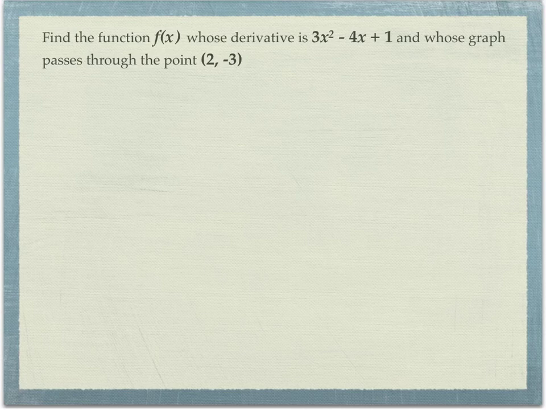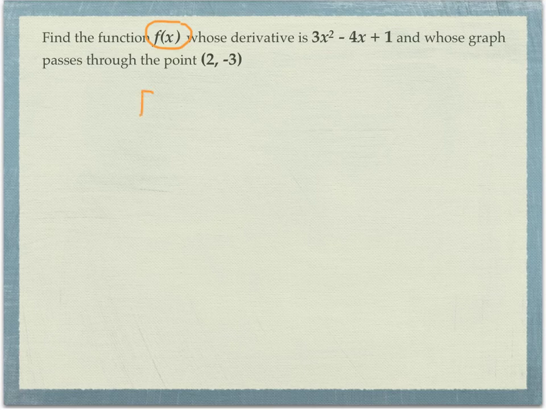All right, let's finish out one little problem here we have. Let me change pen colors. Find the function whose derivative is this. So we're looking in a sense for that antiderivative, and whose graph passes through the point 2, -3. So we want the original graph to pass through that, and it has to have that as a derivative. Well, let's think about that now.